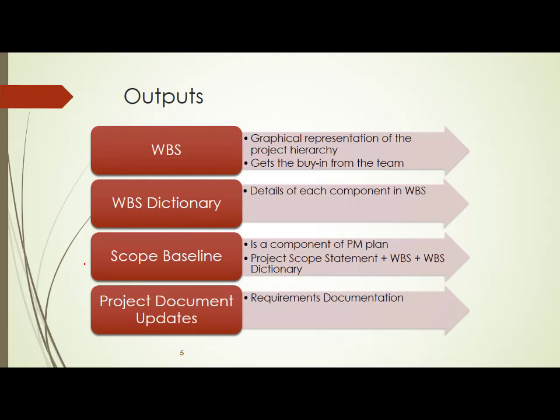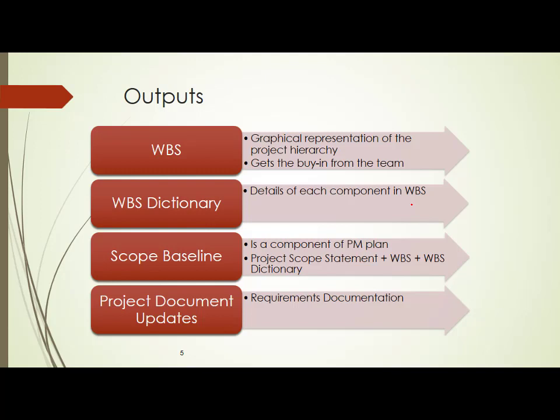So now what are the outputs? See, you are getting so many outputs. The first output is called the WBS, work breakdown structure. It is a graphical representation of the project hierarchy. Then you have one more output called a WBS dictionary, where you have details of each component in the WBS. We will see what is the difference between a WBS and a WBS dictionary.